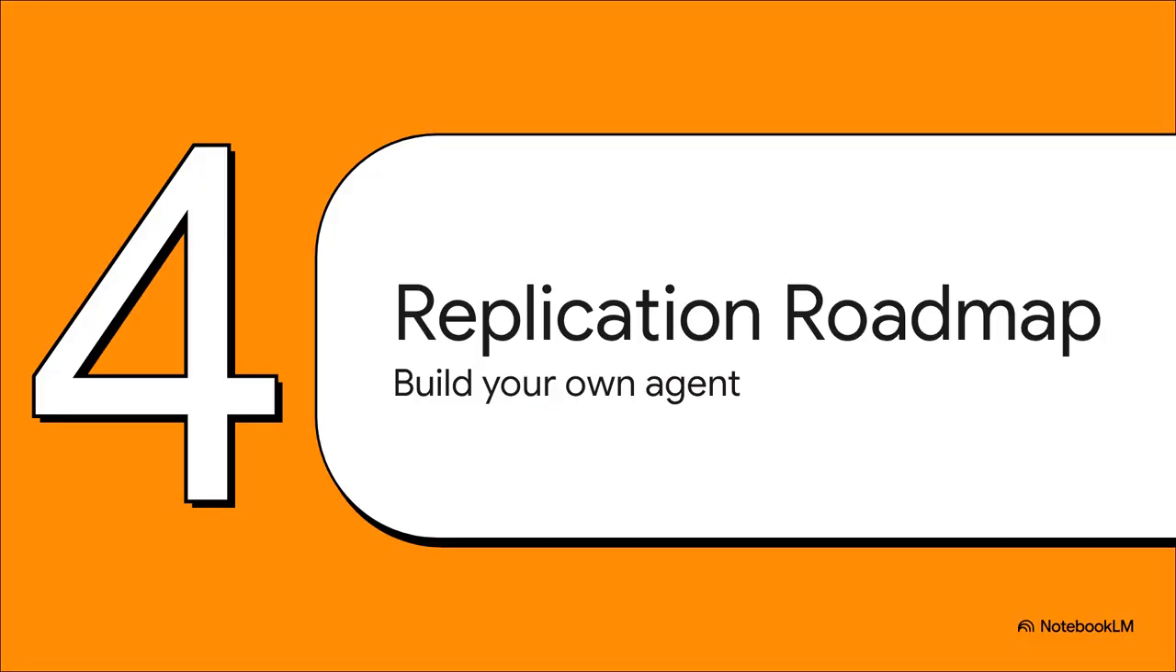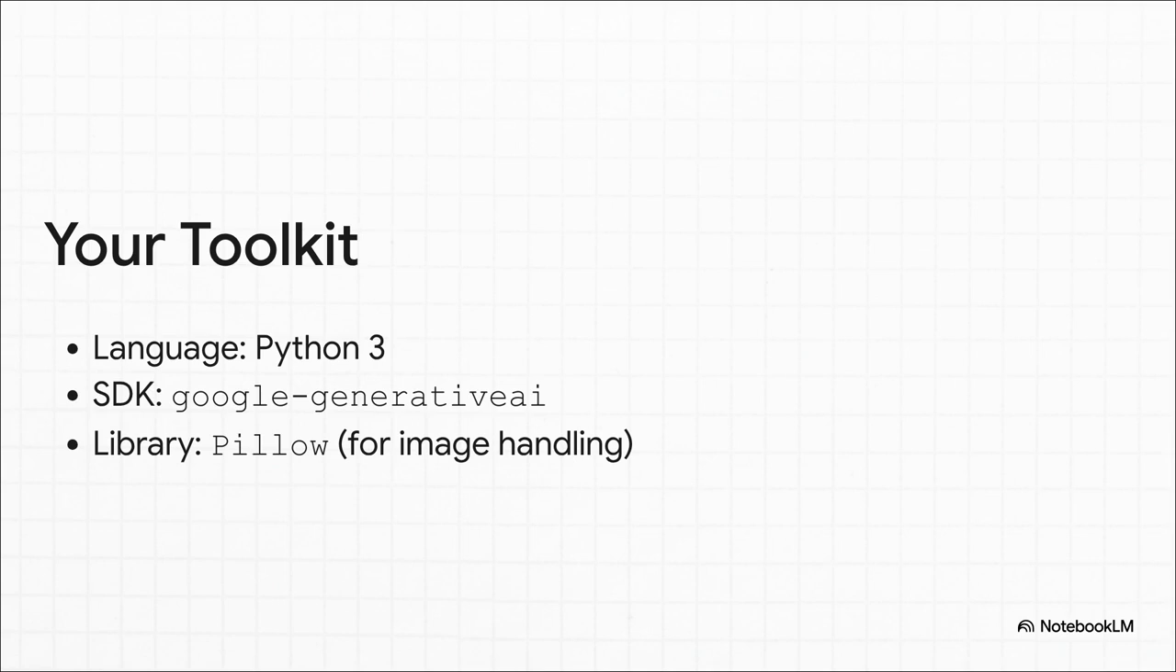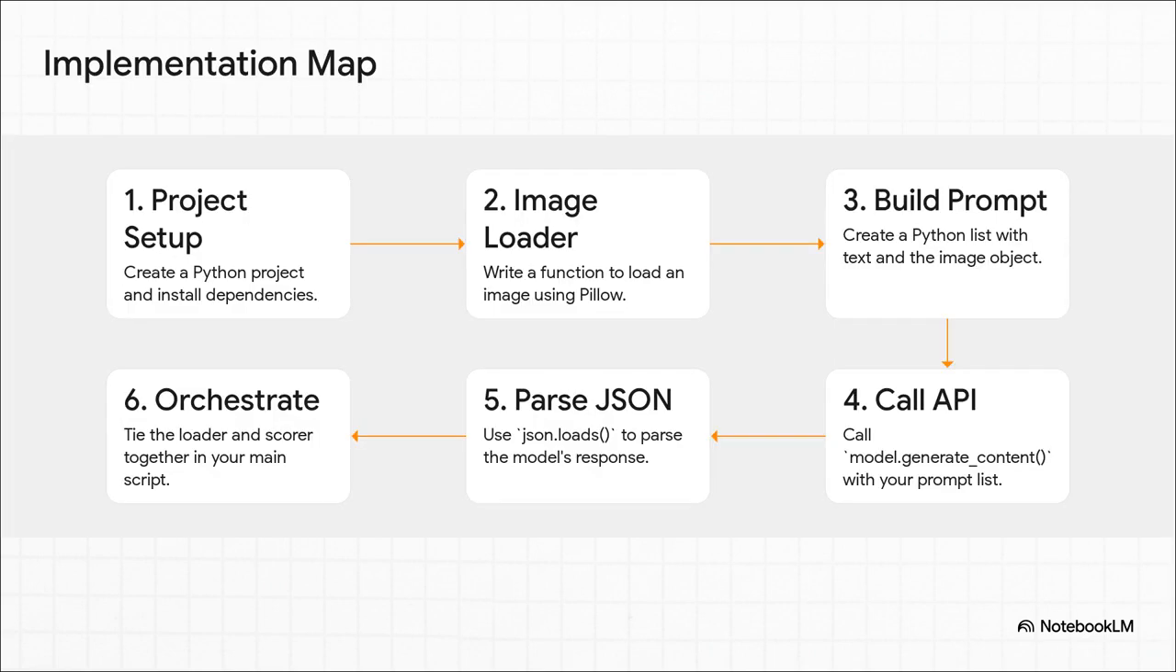Okay, so we've seen how it works, the theory is done, now let's talk about how you can actually build this. We're going to walk through the exact steps and the tools you'll need to get your very own image scoring agent up and running. And the great news is, you don't need a whole lot to get started. All you really need is Python 3, the official Google AI SDK to talk to the Gemini model, and the Pillow library, which is fantastic for handling images.